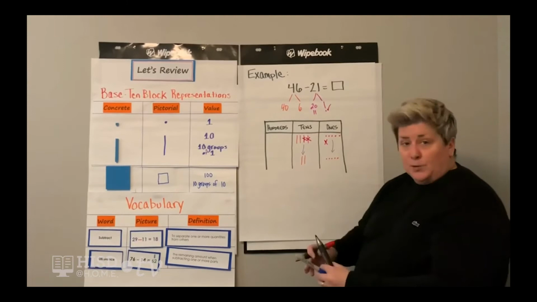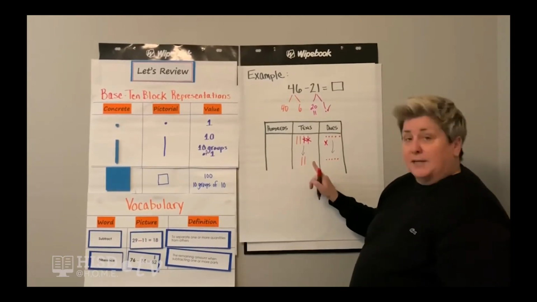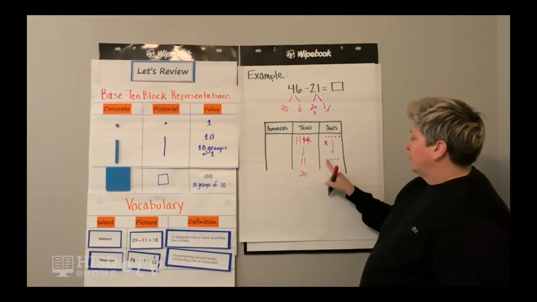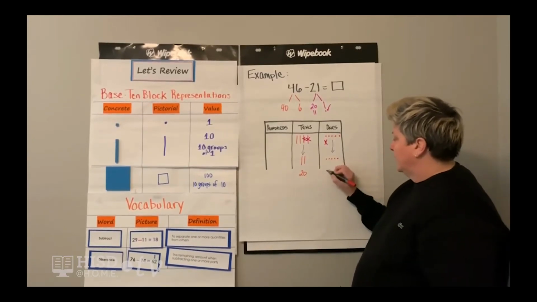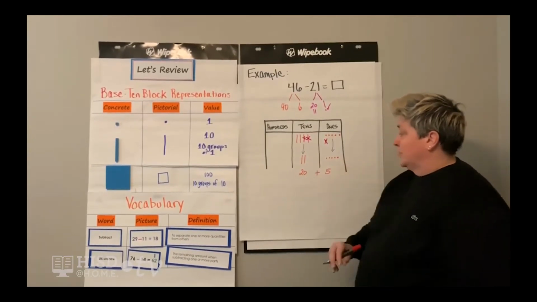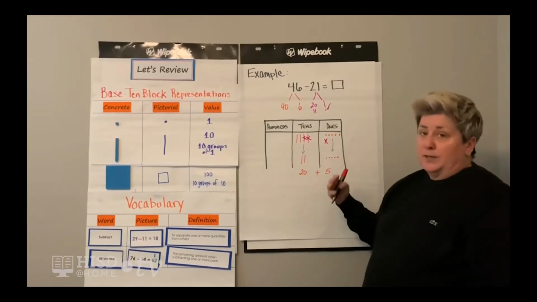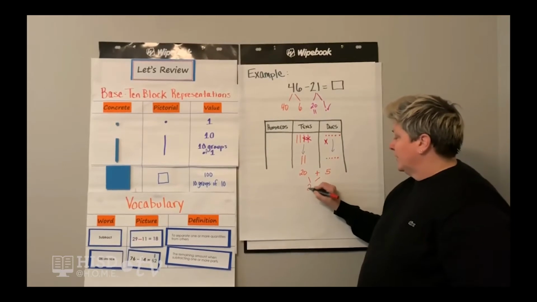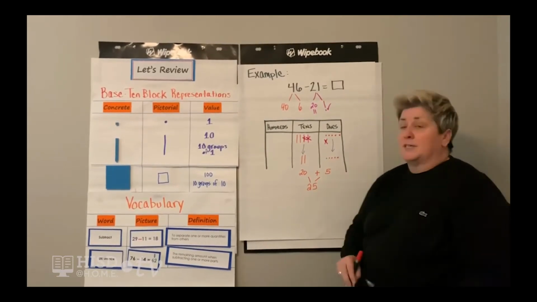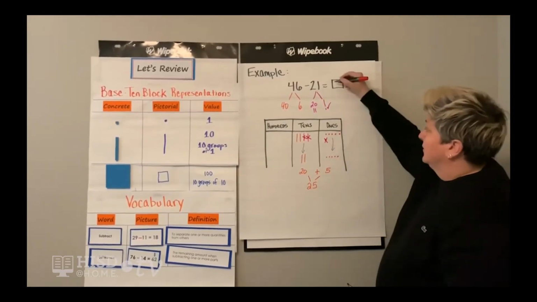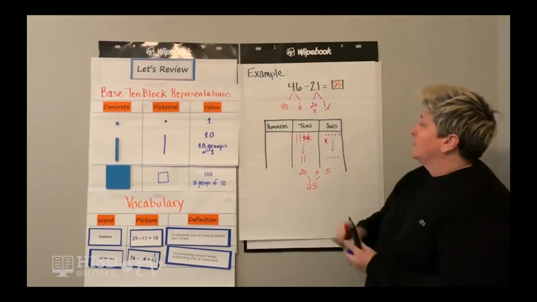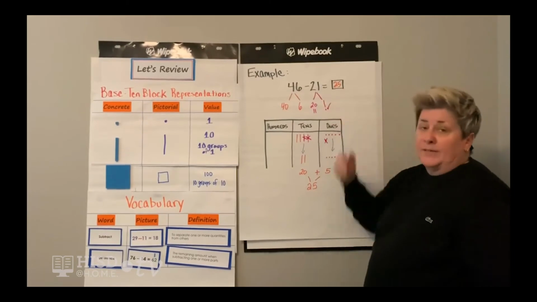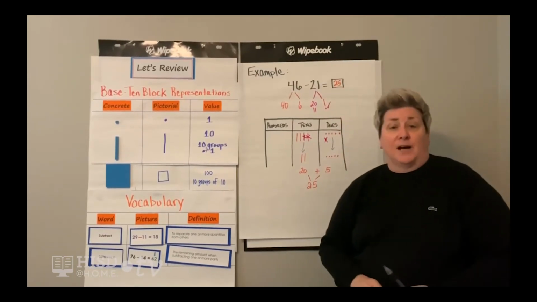And now we can compose our number again. So 2 longs, I can count by 10s, 10, 20. And I have 1, 2, 3, 4, 5 units, or 5 groups of 1. And when I join 20 and 5 together, my difference is 25. So I now know that when I subtract 21 from 46, I have a difference of 25.